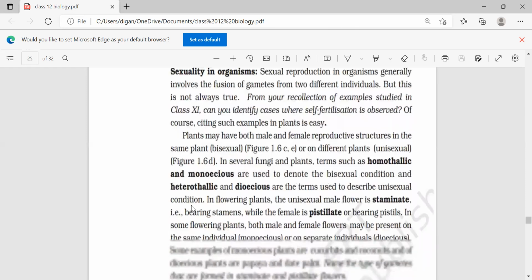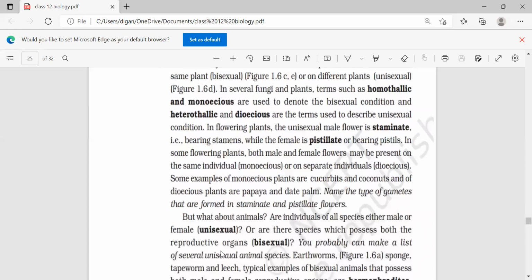Next, go to the next page. This page is given in your NCERT book, sexuality in organisms. Sexual reproduction in organisms generally involves the fusion of gametes from two different individuals, but this is not always true. In some cases, it means self-fertilization and cross-fertilization. In the second chapter, you are going to discuss self-fertilization. So here you just remember that in sexual reproduction, sometimes reproduction takes place within the same plant or organism also. In this para, the terms homothallic, monoecious, heterothallic, dioecious, pistillate, and staminate are given, meaning the definitions of these terms are given.